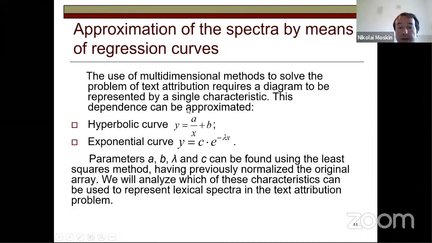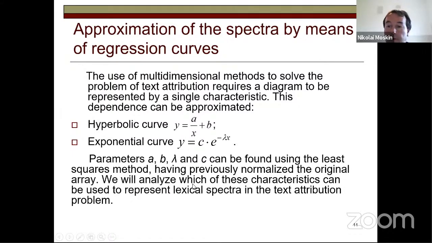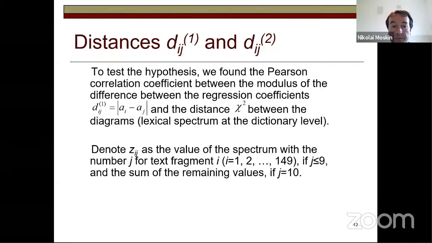This dependence can be approximated by a hyperbolic curve and an exponential curve. Parameters can be found using the least squares method. We will analyze which of the characteristics can be used to represent lexical spectra in the text attribution problem.